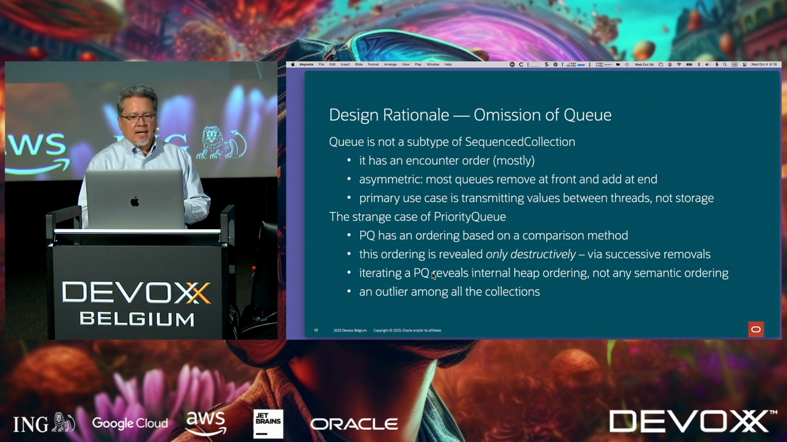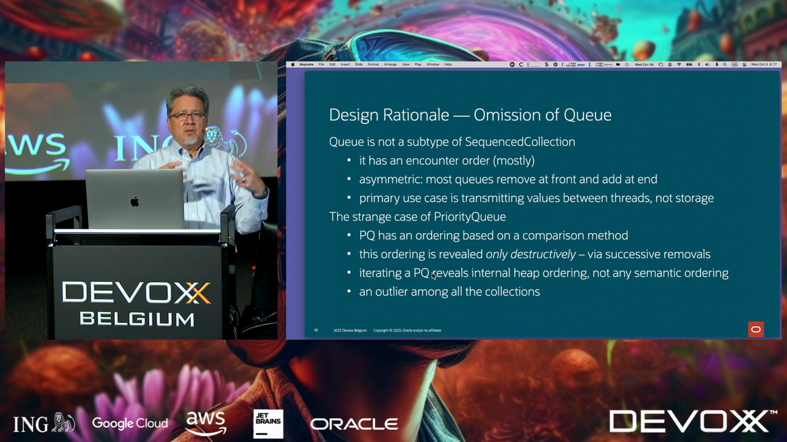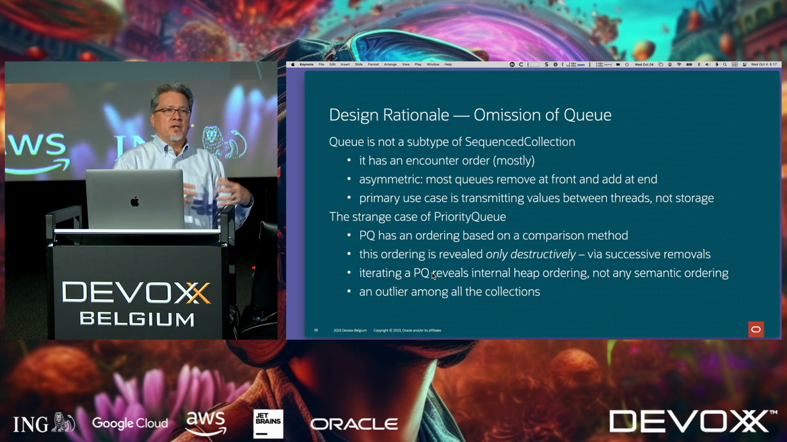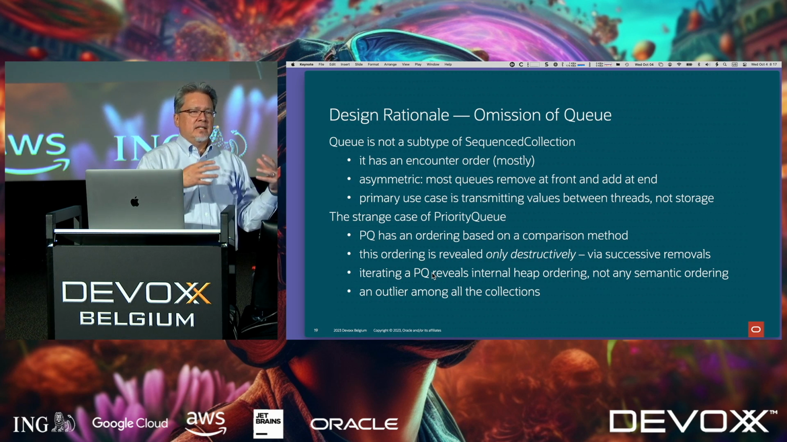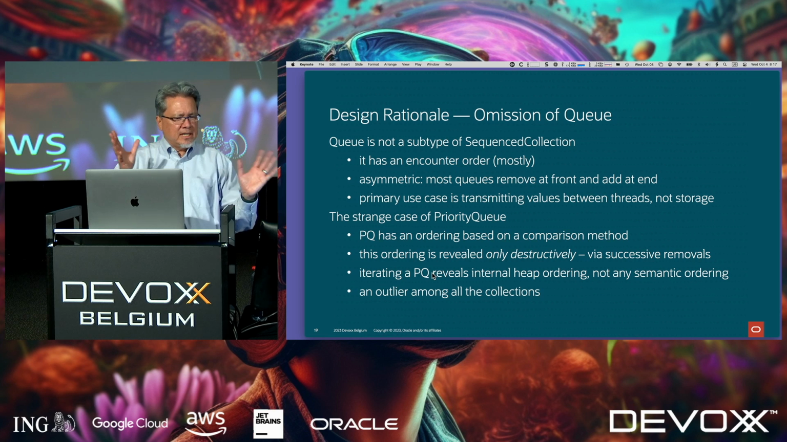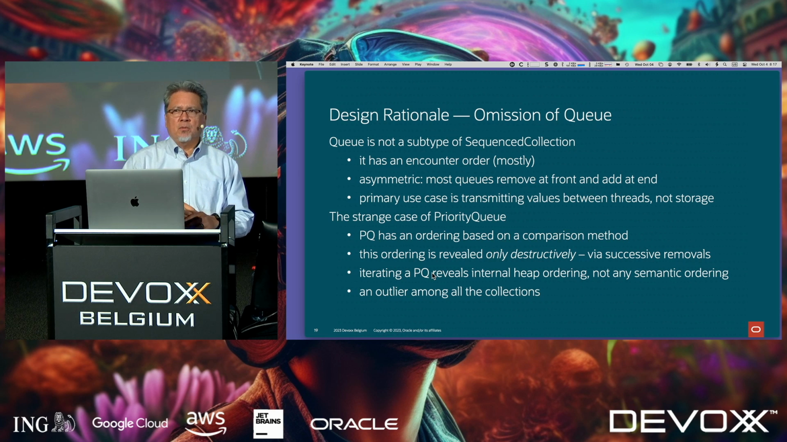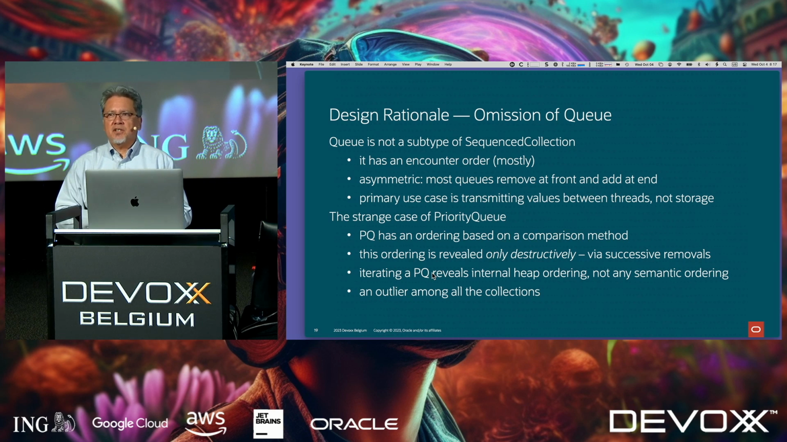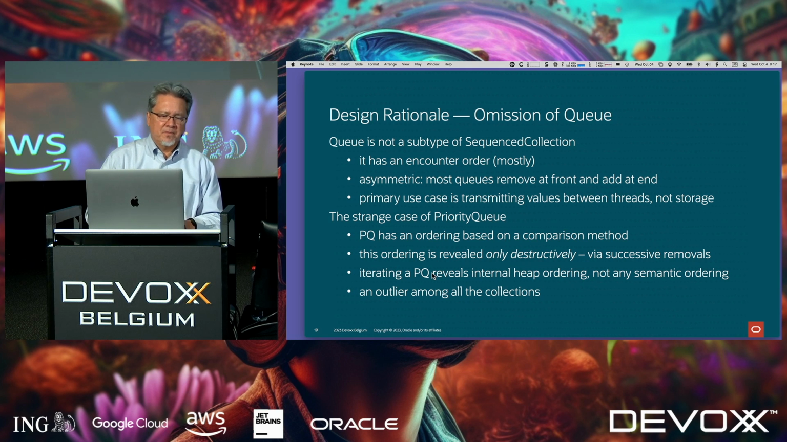And really, the way the queues are used in systems is for transmitting values between threads. So the collections that I'm talking about here are used for storage of values, typically in the state of an object. Queues are used for transmitting things between threads. And so it's kind of a different use case. So trying to apply sequence collection to a queue is kind of strange.